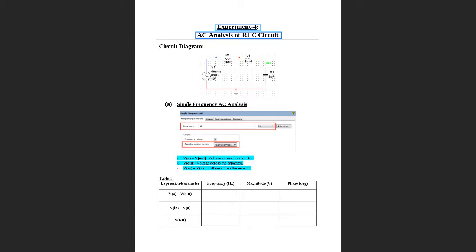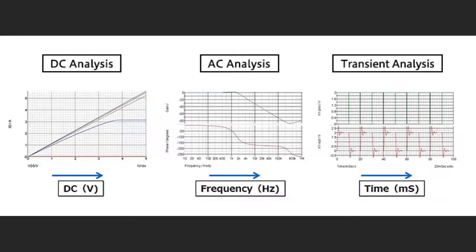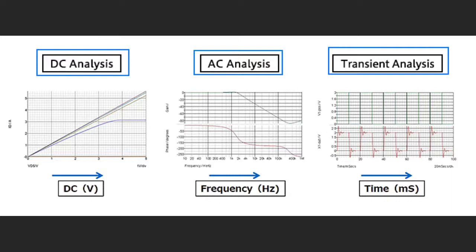So for RLC circuits, before we start, let me give you an idea that basically we will have three types of analysis. The first one is the DC analysis. The second one is the AC analysis. The third one is transient analysis. DC analysis is the one we have carried out in the previous experiments.